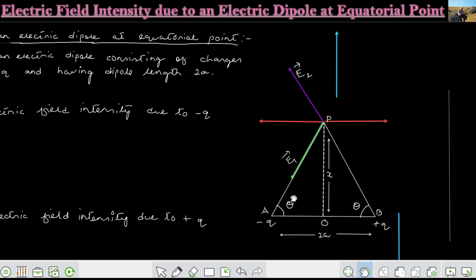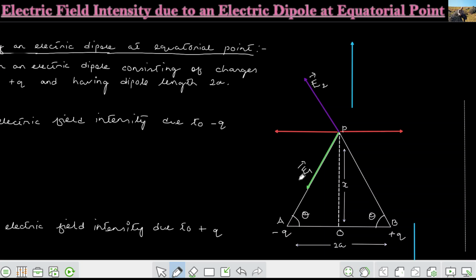The reason is that this angle and this angle are a pair of alternate interior angles. This angle and this angle are also a pair of alternate interior angles. So if this is theta, it is obvious that this angle also will be theta.